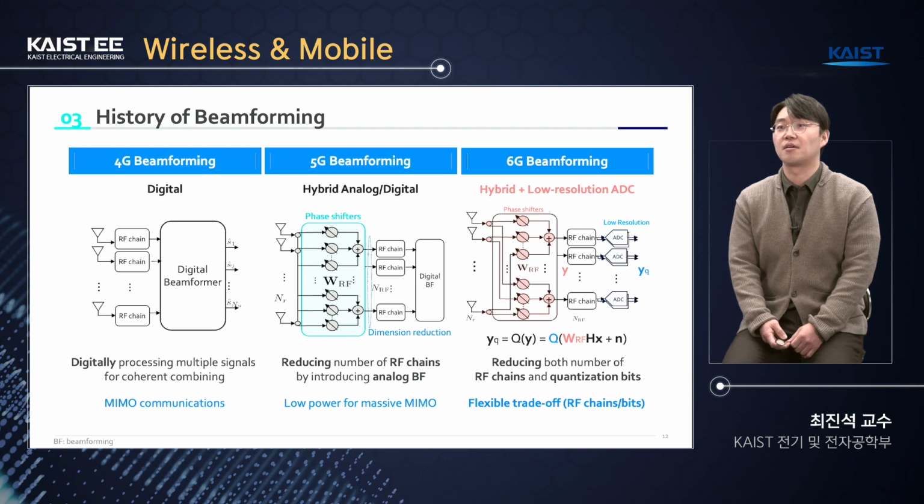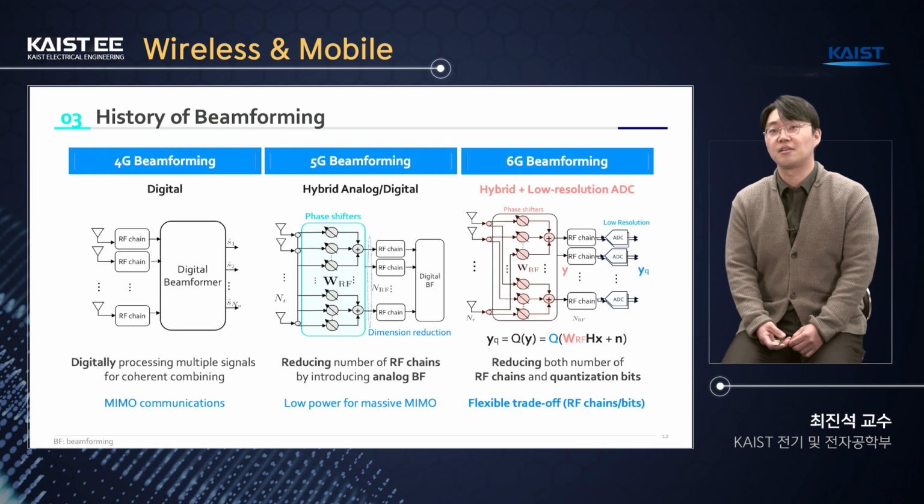Before starting with my proposition, let me briefly overview the history of beamforming. We have 4G, 5G, and 6G beamformers. In 4G, the beamforming is mostly done in the digital domain, because there are a few antennas at the devices, so digital beamforming can be very efficient and very easy to handle the processing.